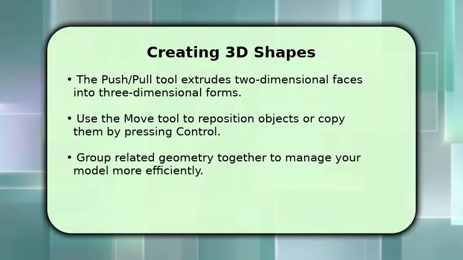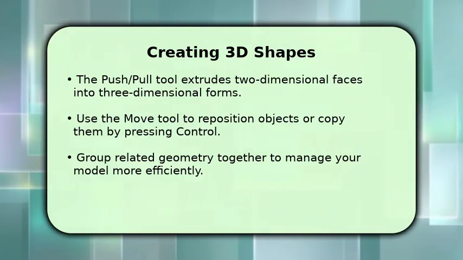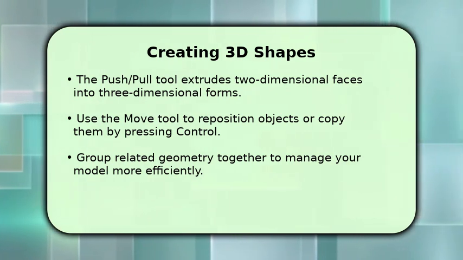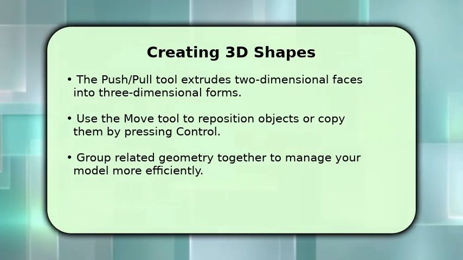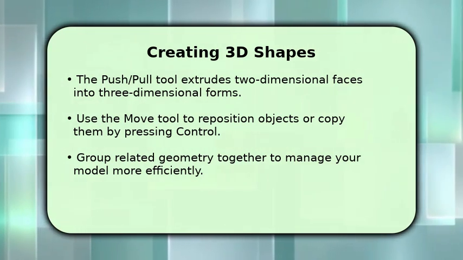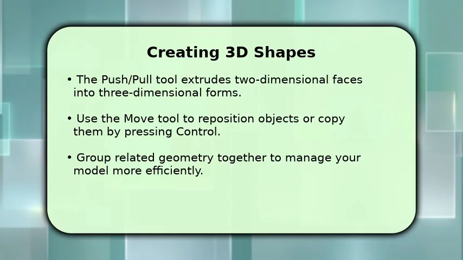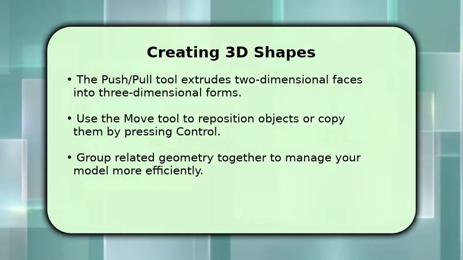Now let's bring your two-dimensional shapes into 3 dimensions. Select the Push/Pull tool, click on a face, and drag it upwards or outwards to create volume. You can type in a specific distance, for example, 200 millimeters for accuracy. To move objects, use the Move tool.